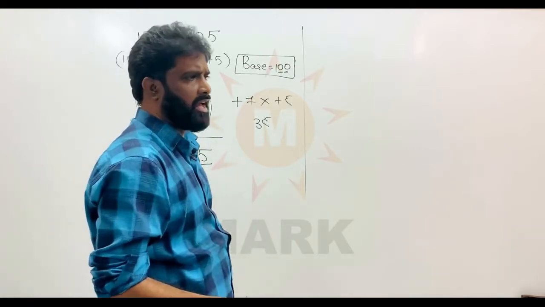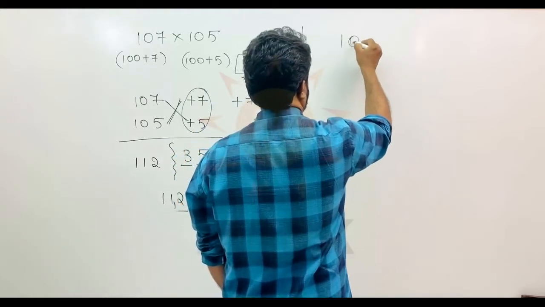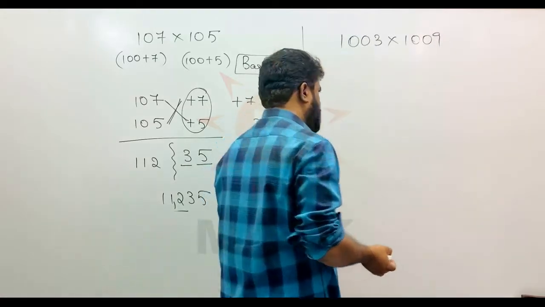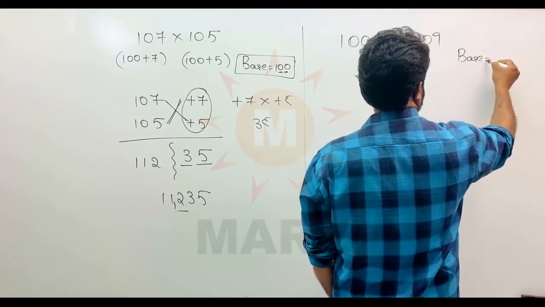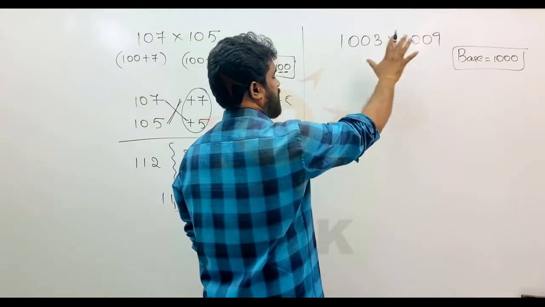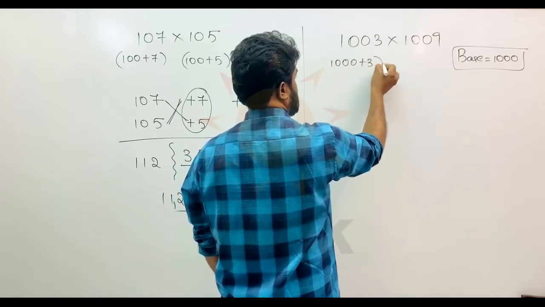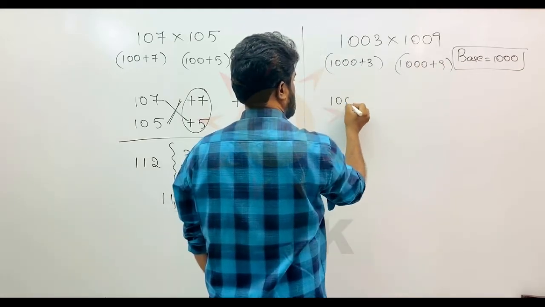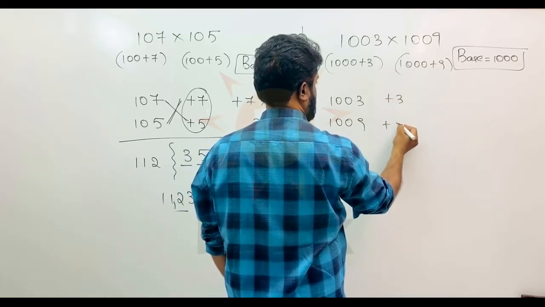Another two numbers which are in the neighborhood of 1,000. So my dear friends, I can take something like 1003 into 1009. I hope now you understood how to do it easily. 1003 into 1009. So the base is 1000. Whatever I am writing in the first two steps should go in your mind. 1003 means 1000 plus 3, and 1009 means 1000 plus 9. So here 1003 and 1009.